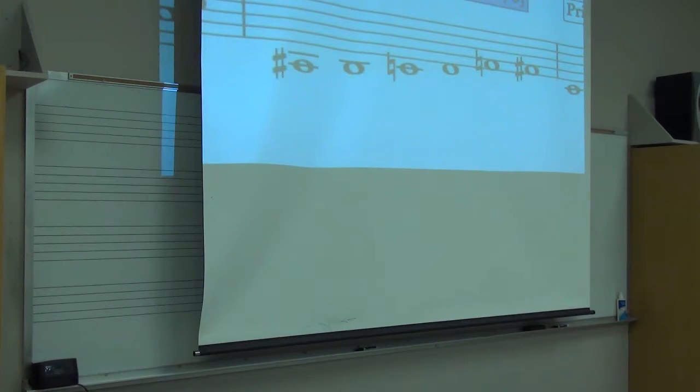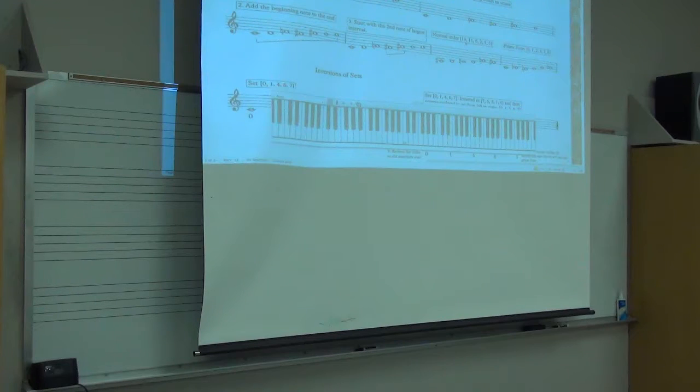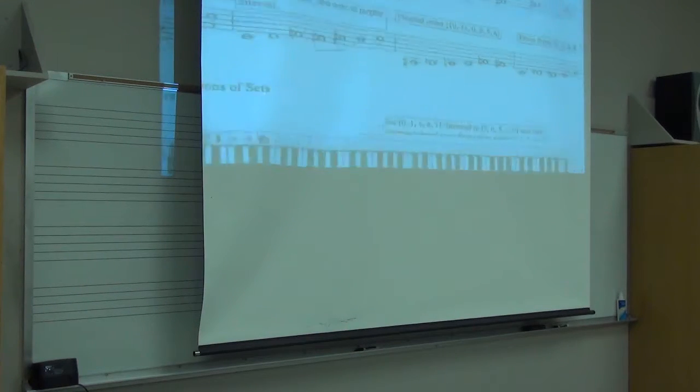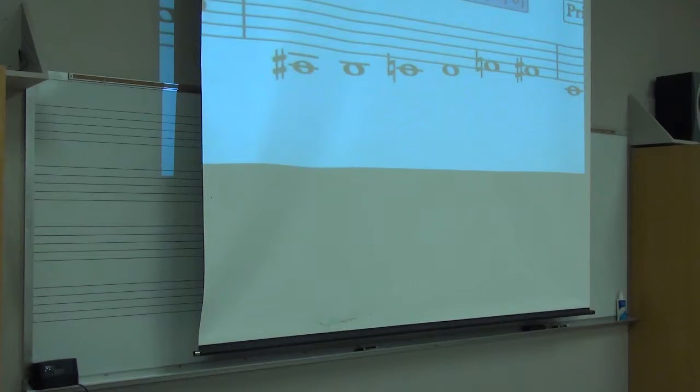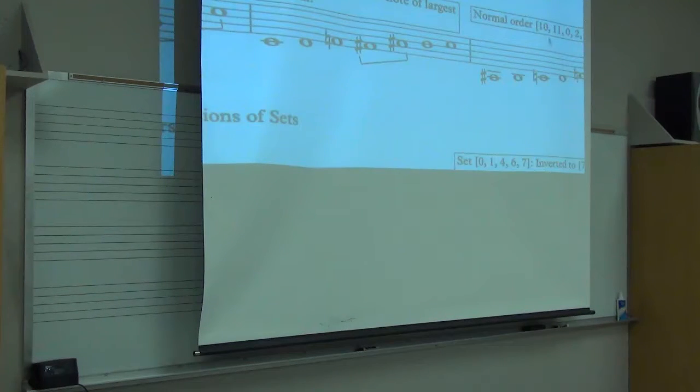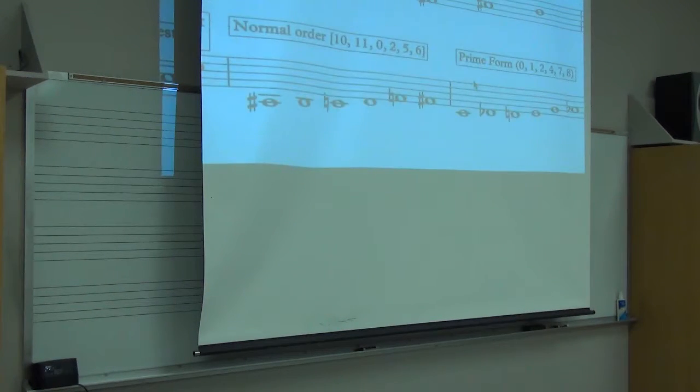So that's called normal order. Do we understand how we got to normal order? And when we find a normal order, we list the numbers of the intervals inside of these brackets here. Looking at things like this though, starting at 10 rather than 0, can be a bit confusing looking. It looks like a transposed group of notes. So instead of doing that, we often put it starting at 0.